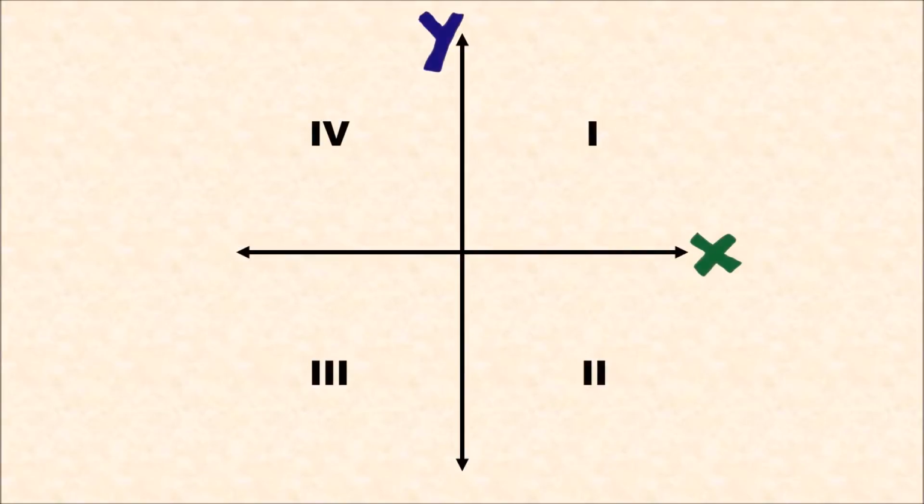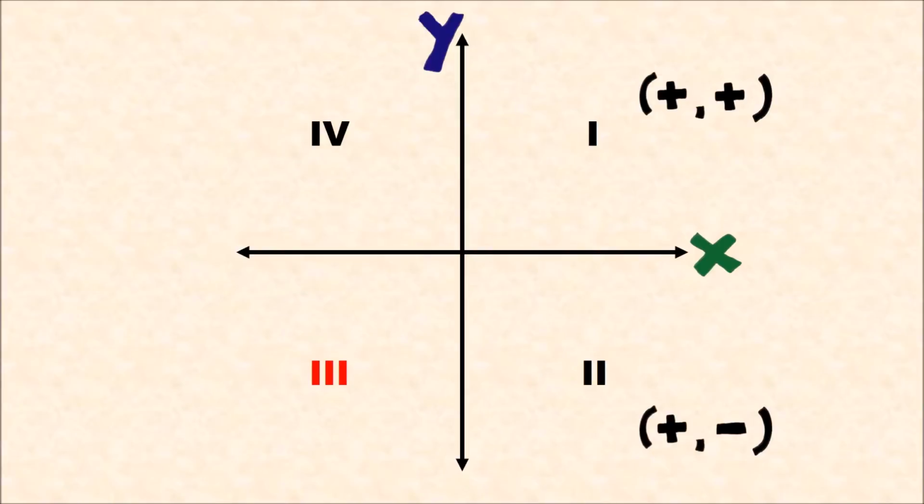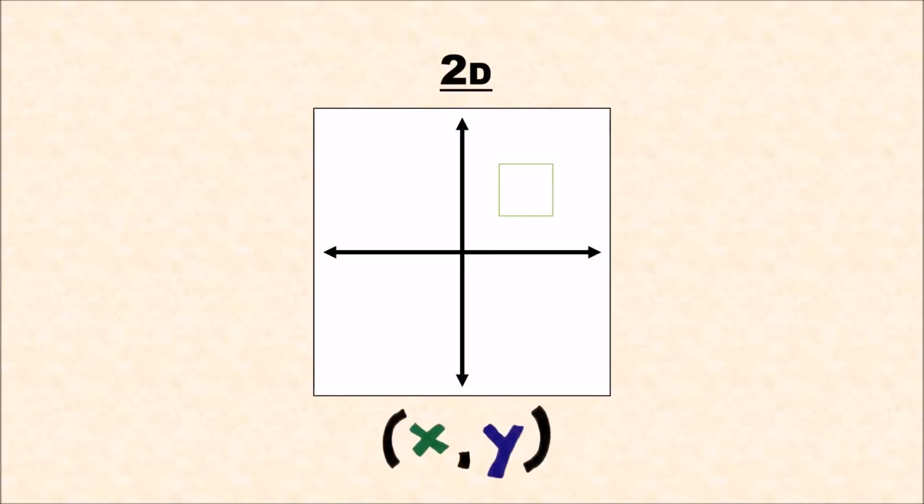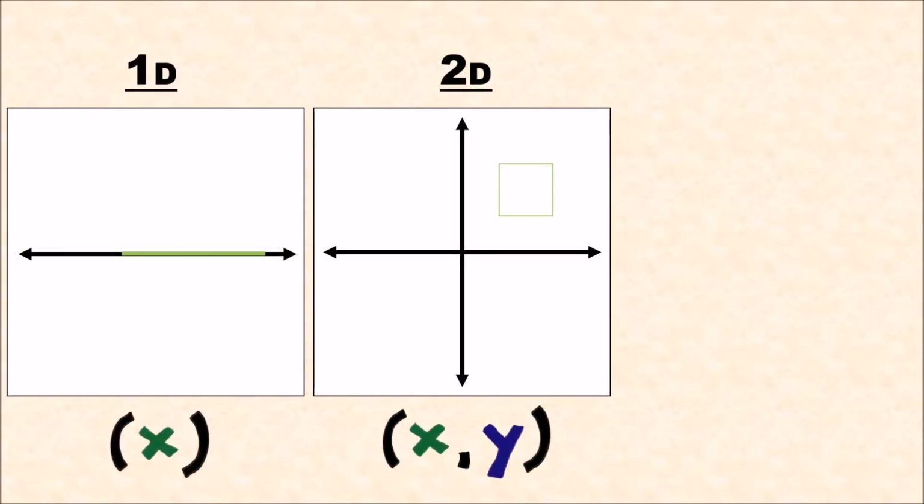The graph was divided into four sections. In section 1, both the x and the y values are positive. In section 2, the x is positive but the y is negative. In section 3, the x and the y are both negative, and in section 4, the x is negative while the y is positive. This is an example of a two-dimensional graph because it has two variables. Graphs have one dimension, two dimension, three dimension, or more.